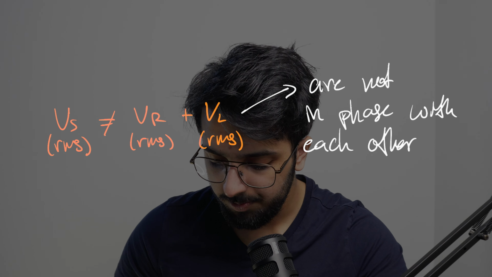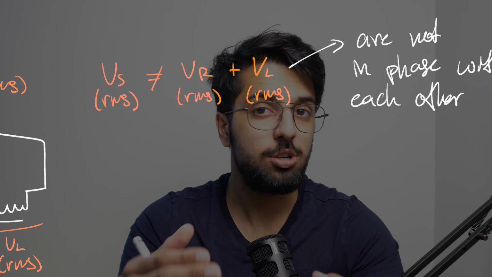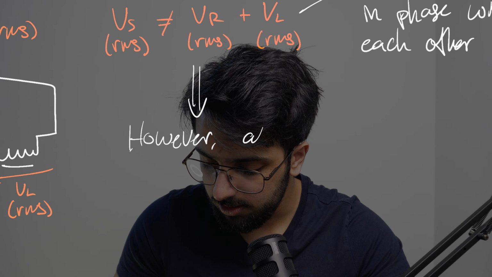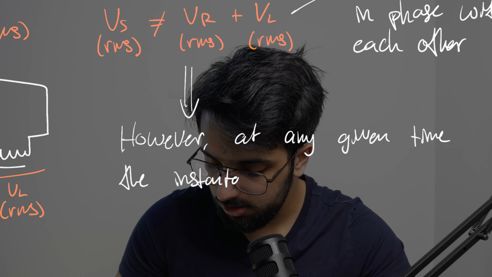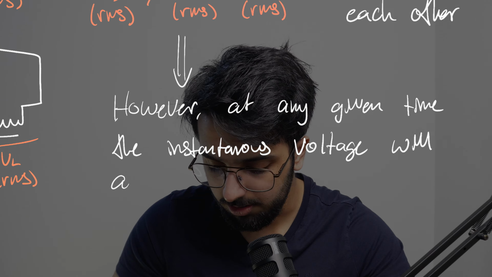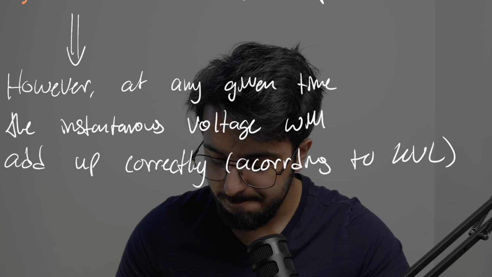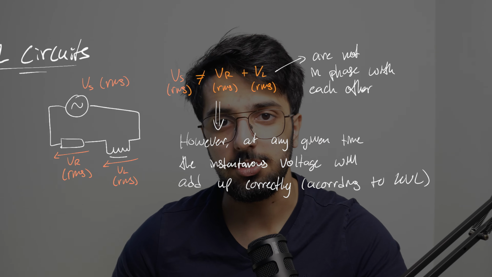However, if we measure the voltage at any given time, which we can call time t, Kirchhoff's voltage law does hold true. So at any given time, the instantaneous voltages will add correctly, according to Kirchhoff's voltage law. So far, this is pretty much an exact replica of what happens in RC circuits, okay?